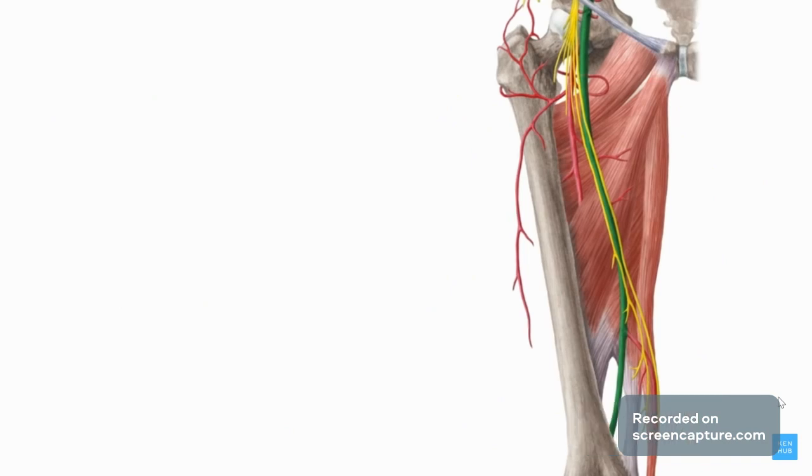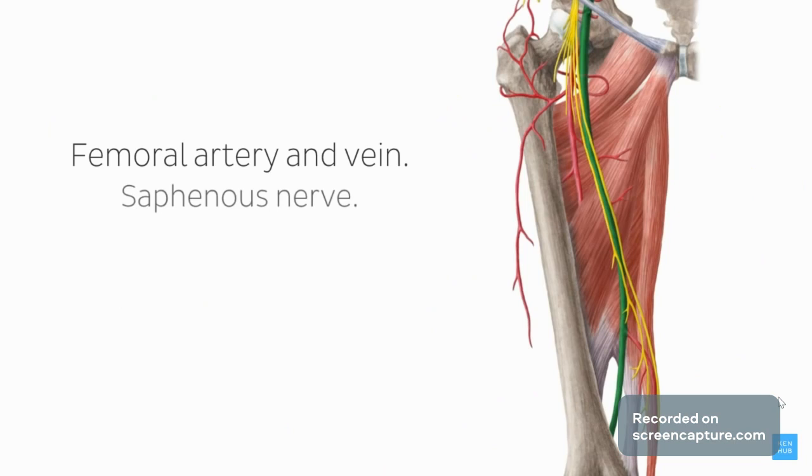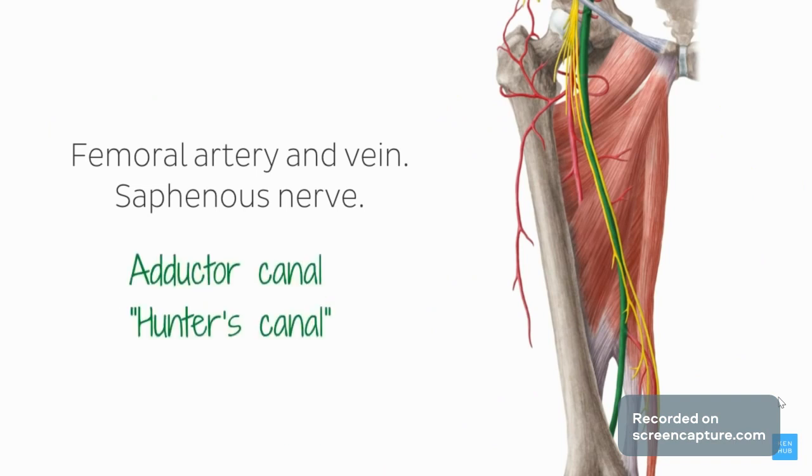Both the femoral artery and vein, as well as the saphenous nerve, proceed within a groove between the adductor magnus, adductor longus, and vastus medialis muscles. This so-called adductor canal, or Hunter's canal, is ventrally covered by the vasto-adductorial membrane. Distally, it ends between the fleshy and tendinous insertion of the adductor magnus and leads to the popliteal fossa.